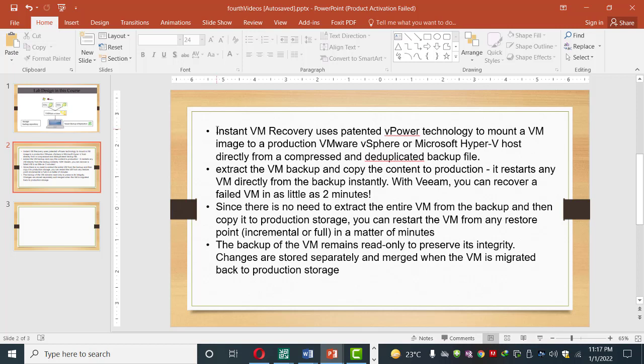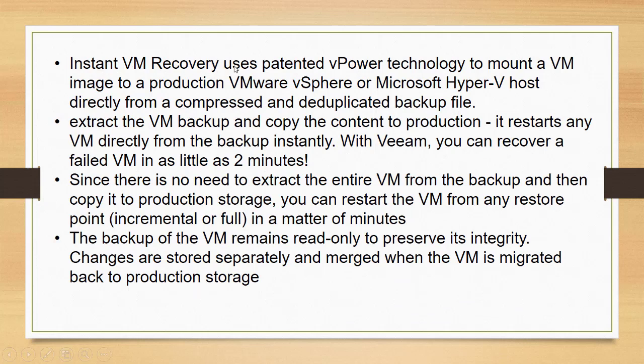Instant VM Recovery uses patented vPower technology to mount a VM image to a production VMware vSphere or Microsoft Hyper-V host directly from a compressed and deduplicated backup file. Basically, it means you can run your crashed virtual machine directly from your backup file.